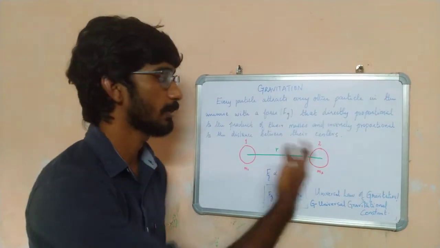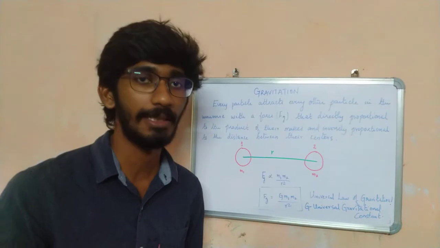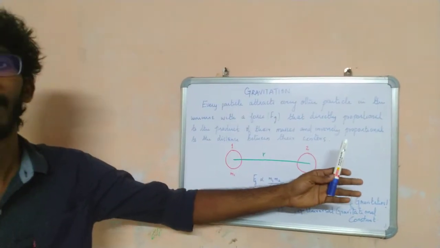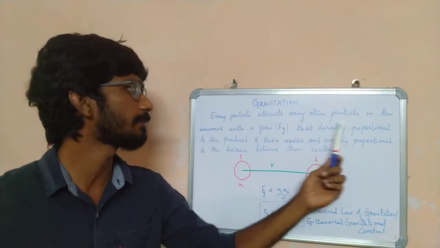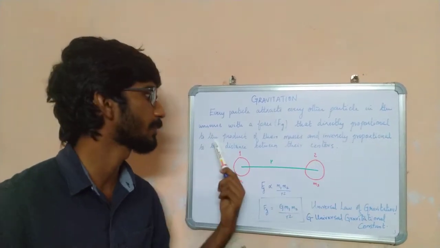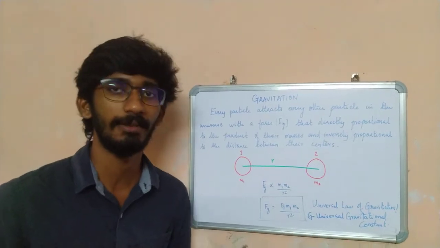So let's start with what gravitation is. In his 1687 paper, The Principia, Isaac Newton gives us this definition for the universal law of gravitation. He states that every particle attracts every other particle in the universe with a force Fg that is directly proportional to the product of their masses and inversely proportional to the distance between their centers.